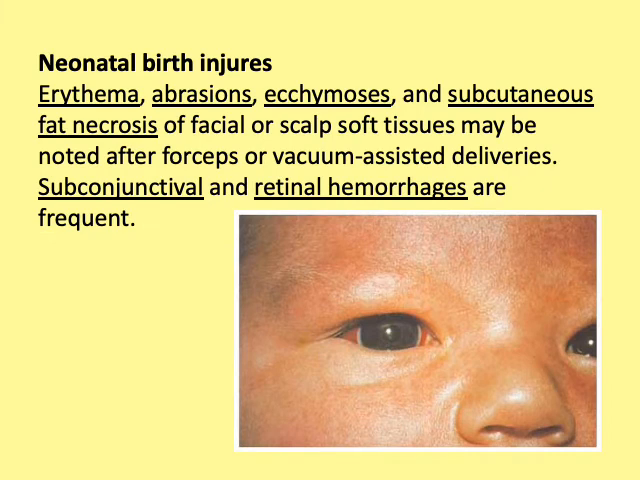The entity of neonatal birth injuries is not uncommon in newborns. It might be in various presentations. They could be in the form of erythemas, abrasions of the skin, ecchymosis, subcutaneous fat necrosis due to use of forceps or vacuum assisted deliveries, caput succedaneum, or they could be in the form of subconjunctival hemorrhage or retinal hemorrhages. And here is a photo of a subconjunctival hemorrhage in this baby.